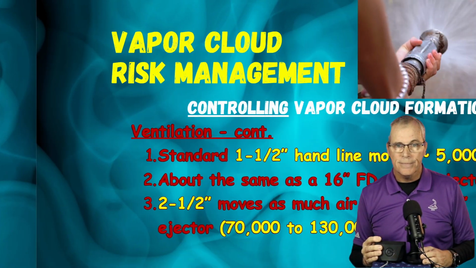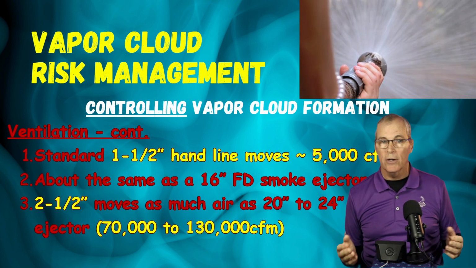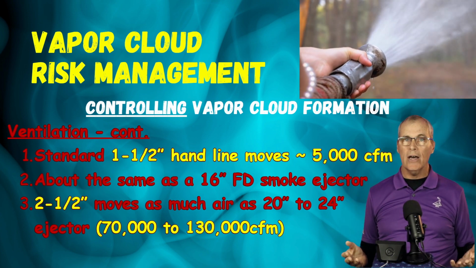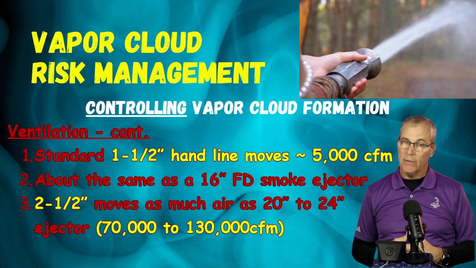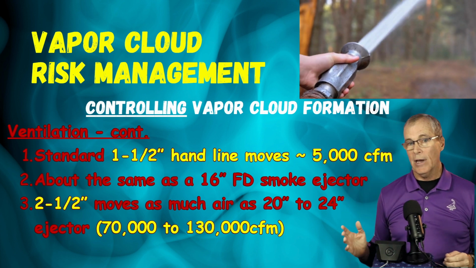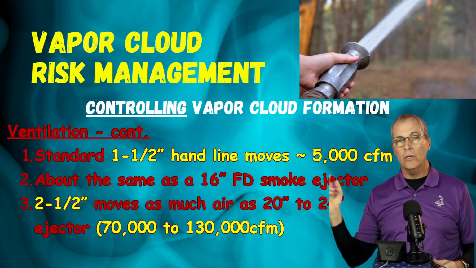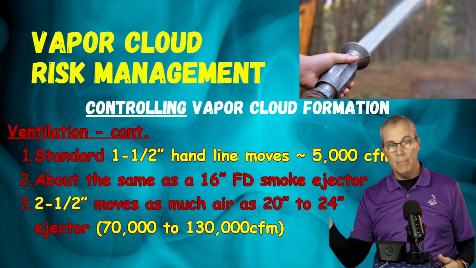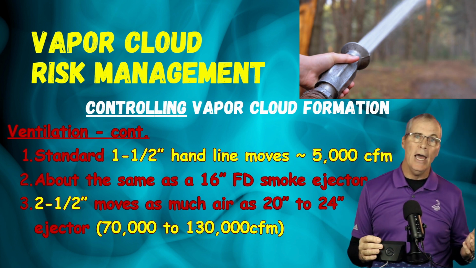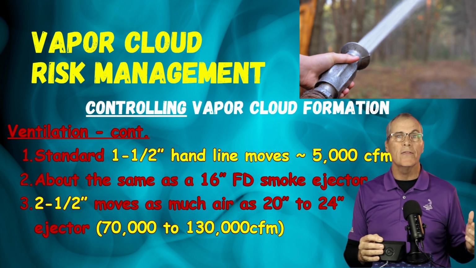All right. Now, how much air can we move? The question gets answered. A standard 1.5-inch hose line moves 5,000 CFM. That's about the same as a 16-inch fire department smoke ejector. Think about that. No electricity, the water you're already carrying, the hose you already have, you can turn it into a big smoke ejector and move air. If you have 2.5-inch hose lines and the crew to do it, you can move 130,000 CFM. That's a lot of air.